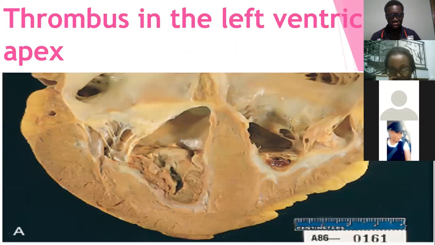Okay, so this is a thrombus in the left ventricular apex of the heart. And so you can see that small red blood clots formed there. And this has occurred because there's injury at that area, and that vascular injury would attract platelets. And so when the platelets settle there, it causes other clotting factors to come in and cause a clot there.